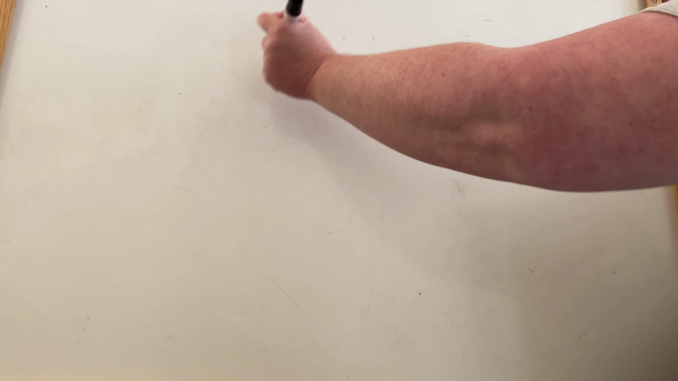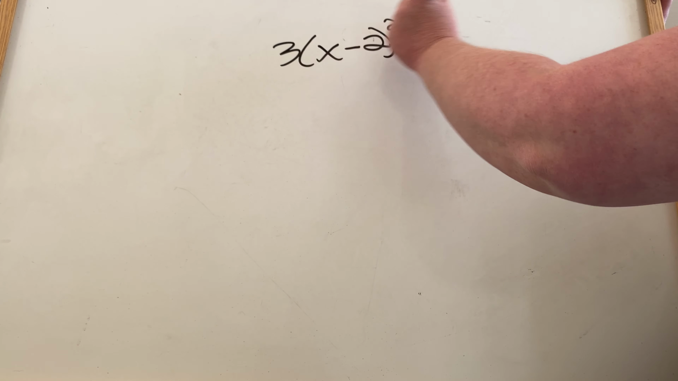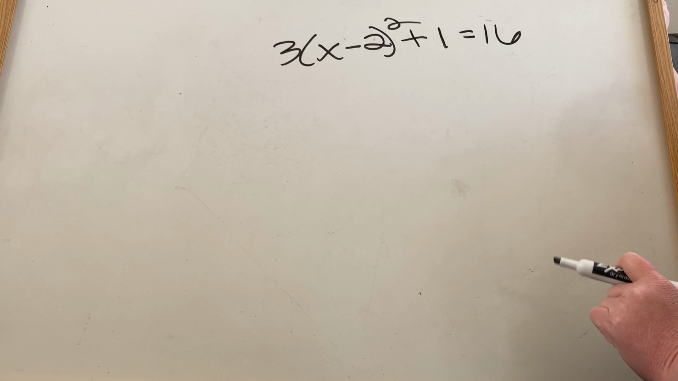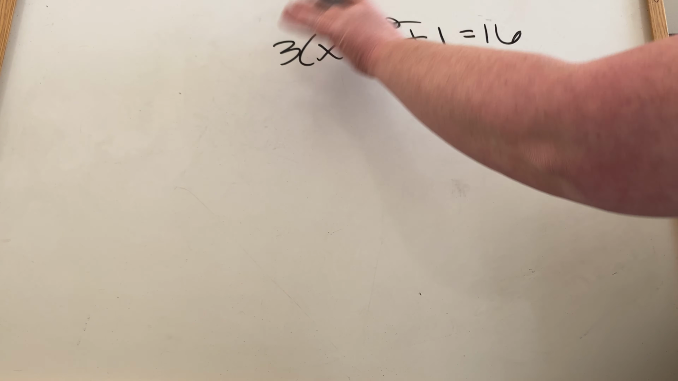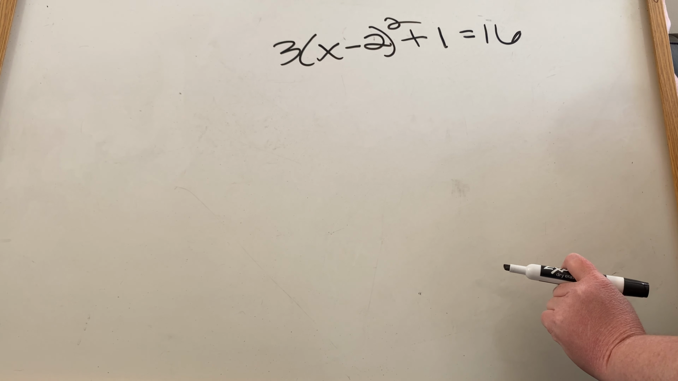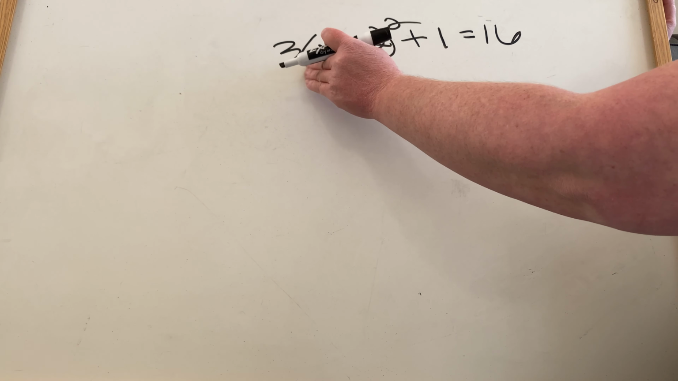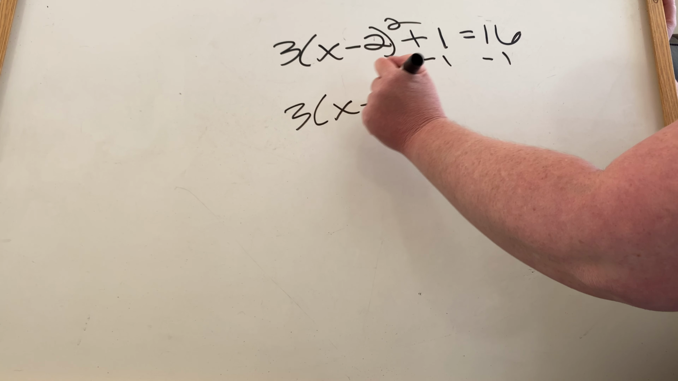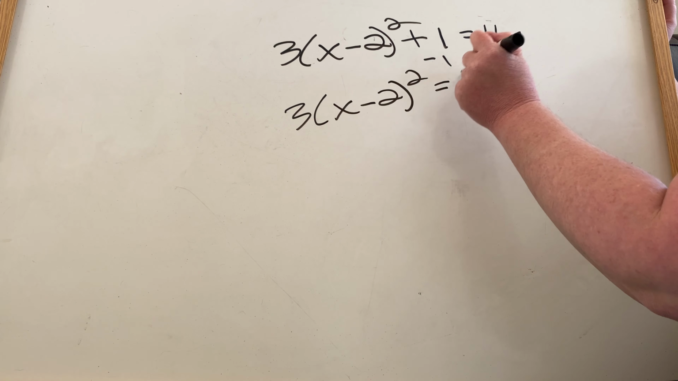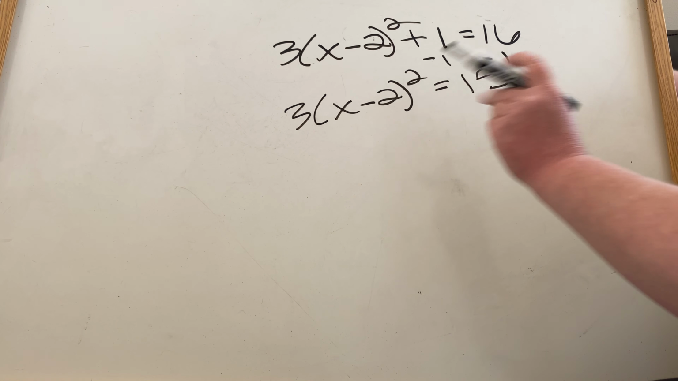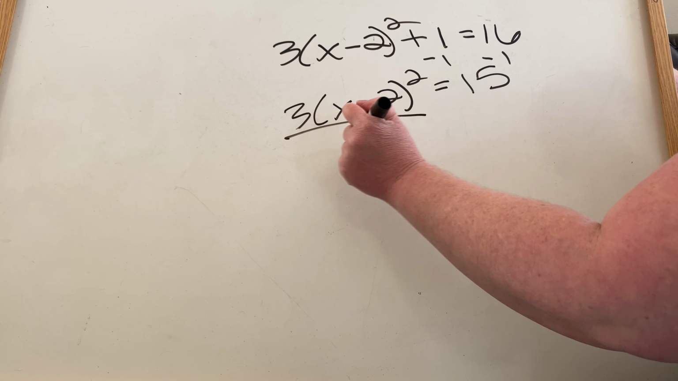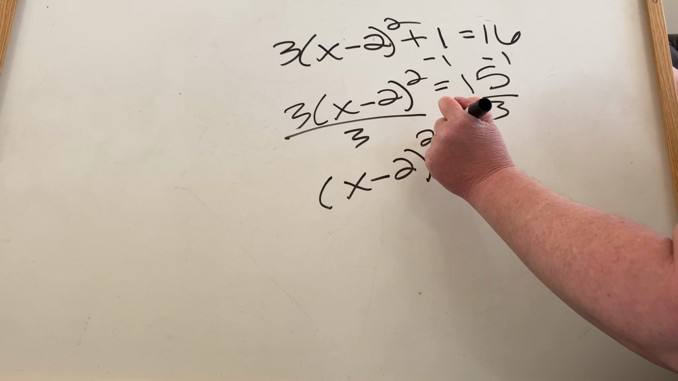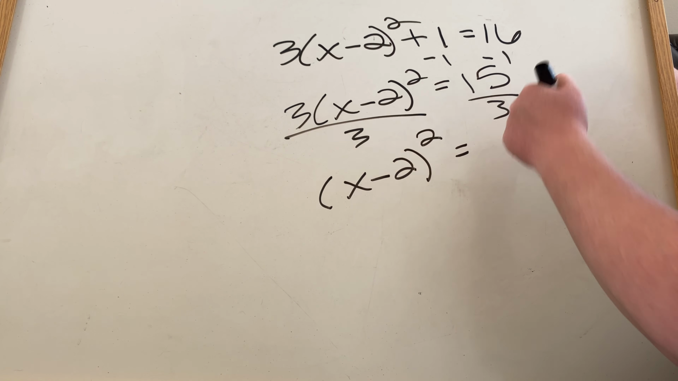So we've got 3 times x minus 2, quantity squared, plus 1 equals 16. All right, so like I said before, distributing in any way, shape, or form, awful and deeply wrong, okay? You need to get the x minus 2 by itself. So you'll subtract 1. 16 minus 1 is going to be 15. And then to get rid of this pesky number, you're going to divide by 3. So then you got x minus 2 squared equals 15 divided by 3 is 5.